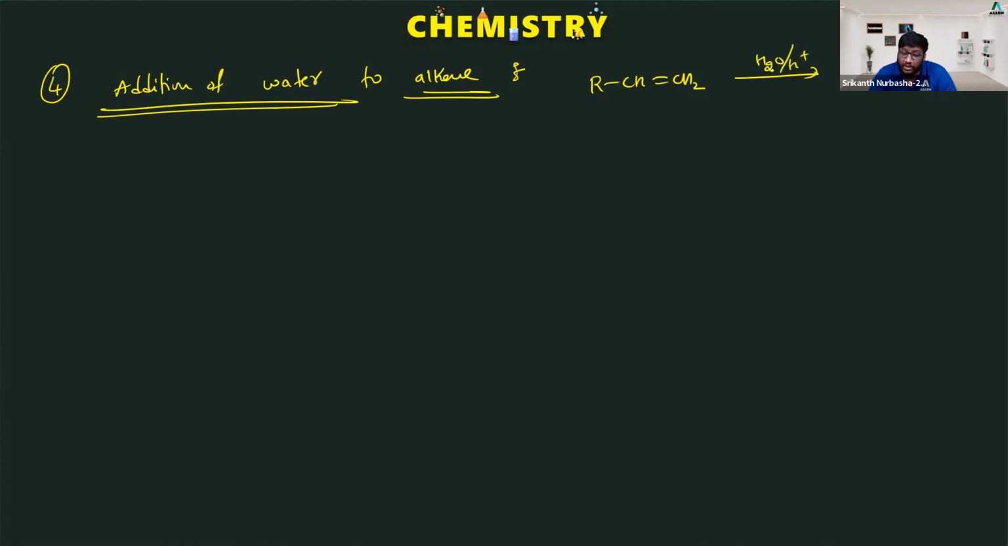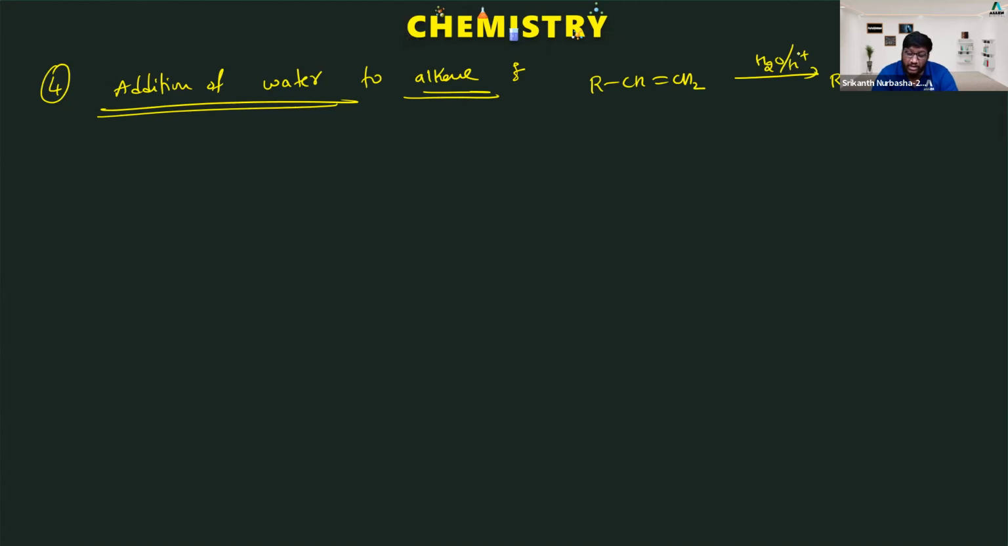RCH double bond CH2, you are trying to add H2O in the presence of H plus. The OH, the negative part of the addition, should be connected to that carbon which has fewer hydrogens. That is nothing but your Markovnikov rule. So you will get RCHOH CH3. This reaction happens in acidic medium.